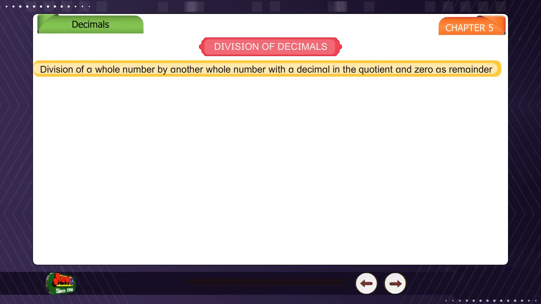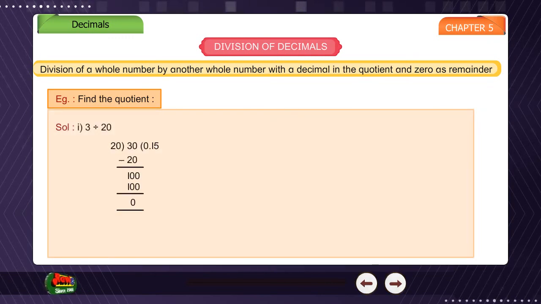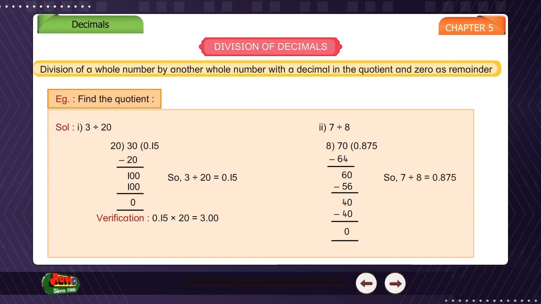Division of a whole number by another whole number with a decimal in the quotient and zero as remainder. Example, find the quotient. Solution. 1. 3 divided by 20. So 3 divided by 20 is equal to 0.15. Verification: 0.15 into 20 is equal to 3.00. 2. 7 divided by 8. So 7 divided by 8 is equal to 0.875. Verification: 0.875 into 8 is equal to 7.000.